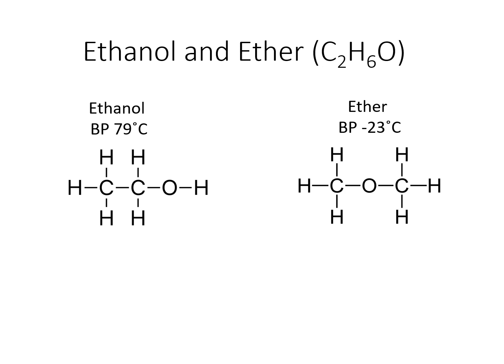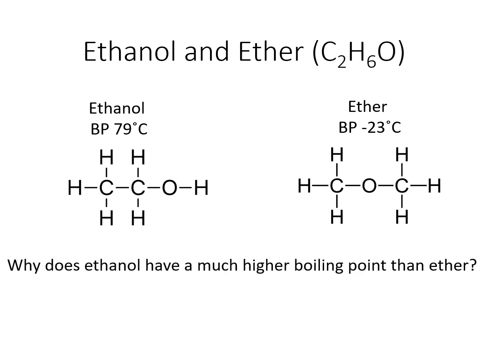Okay, so here's one for you to have a go at. We've got two isomers here. We've got ethanol and we've got ether. The boiling point of ethanol is 79 degrees Celsius. Ether, it is minus 23 degrees Celsius. Have a go at this one, please.